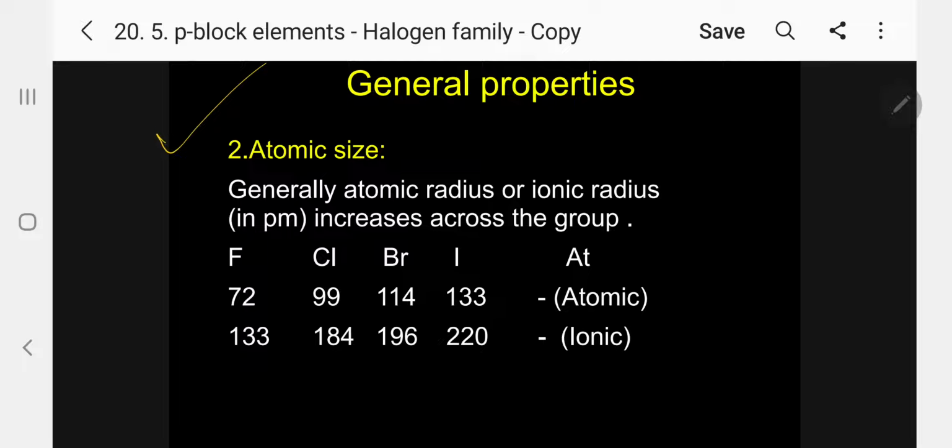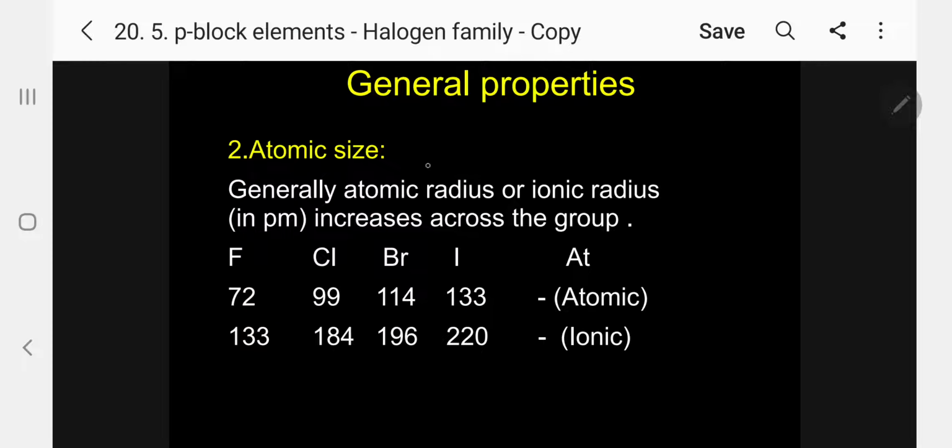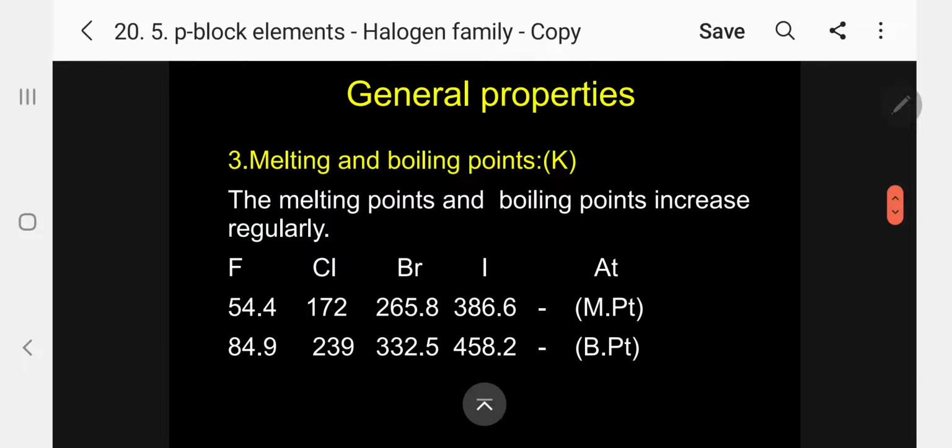Now, coming to the second general property, atomic size. I told you always, in the periodic classification, we first discuss atomic size, then all the other properties. Generally, atomic radius or ionic radius increases across the group. The values are given in picometers for fluorine, chlorine, bromine and iodine: 72, 99, 114, 133. This is the atomic radius. Kindly follow. The value for astatine is not given because it is a radioactive element and it is not measured.